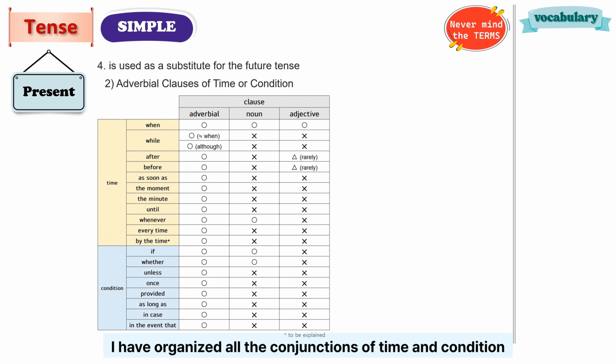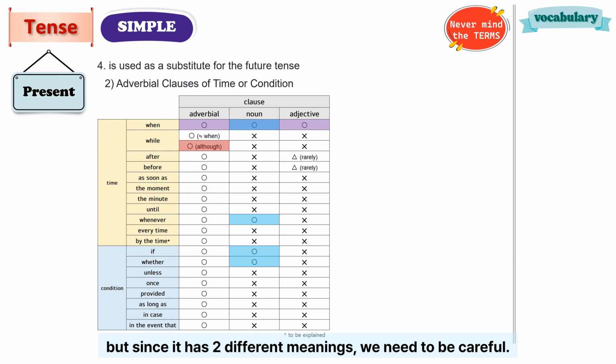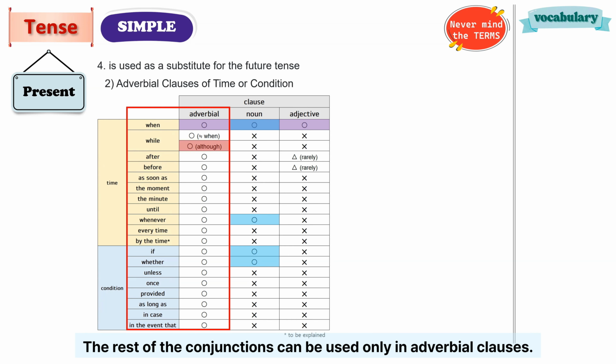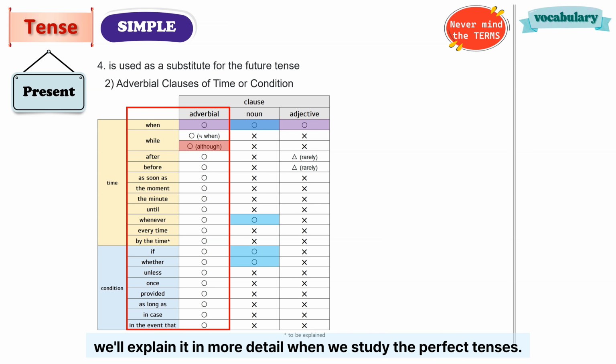I have organized all the conjunctions of time and condition that have appeared on exams so far into one table. As you can see from the table, when can be used in adverbial, noun, and adjective clauses. Also, whenever, if, and whether can be used in both adverbial and noun clauses. While can only be used in adverbial clauses, but since it has two different meanings, we need to be careful. The rest of the conjunctions can be used only in adverbial clauses. As for the conjunction by the time, I will explain it in more detail when we study the perfect tenses.